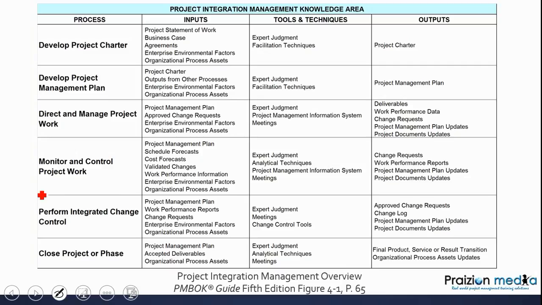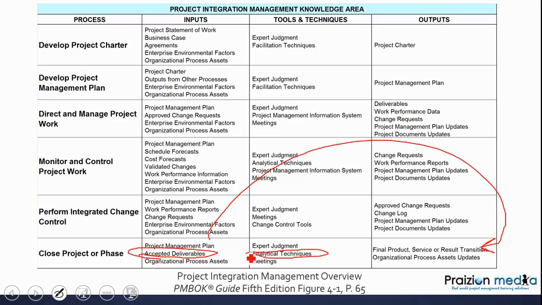So we've got accepted deliverables, which are deliverables that have been accepted by the customer. These need to be transitioned over to the client or the end user. So we've got an output called final product, service, or result transition linked to that accepted deliverable. We also use analytical techniques.